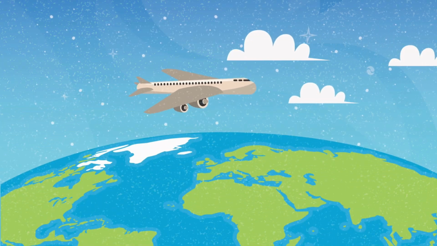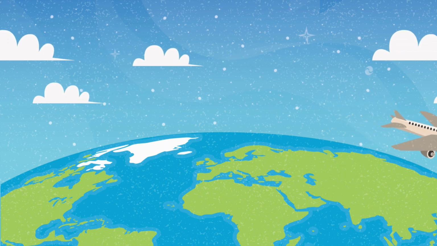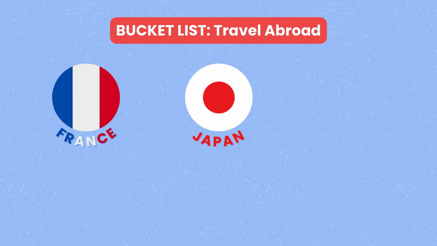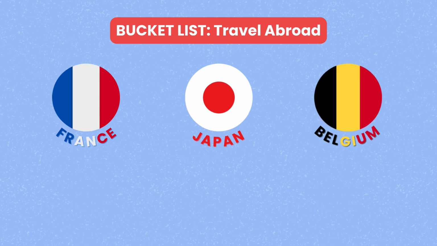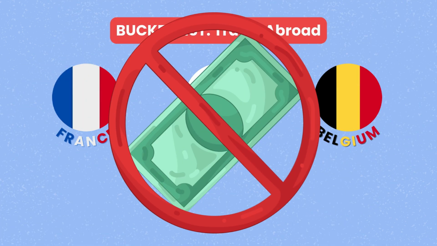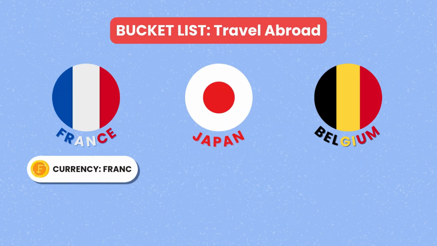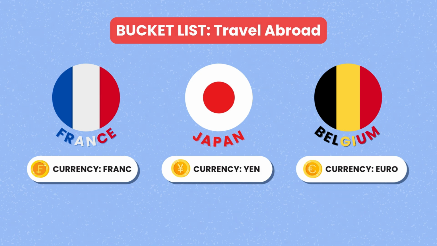Here is an example scenario. Let us say I want to visit 3 countries: France, Japan, and Belgium. But my savings will allow me to visit just one of the 3 countries. My goal now is to determine which country will maximize my money in the exchange rate. In France, the currency is in franc, yen in Japan, and euro in Belgium. What will I do now to know which country will allow me to maximize my money when I travel?